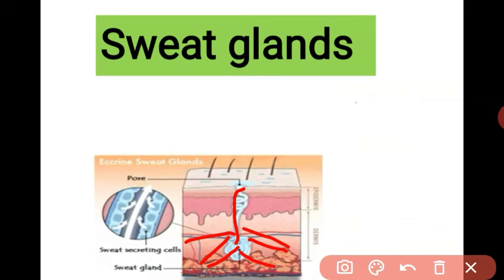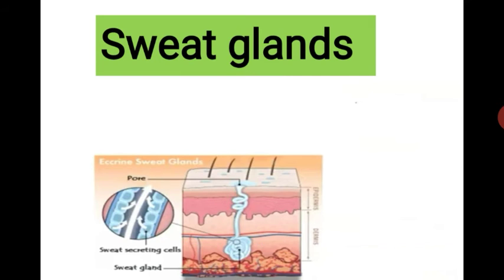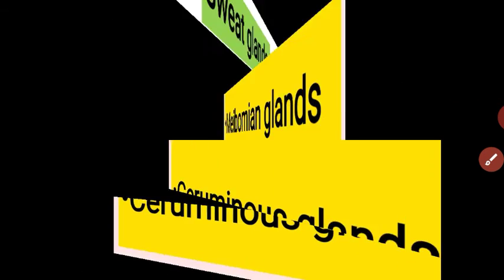It contains 99% water, 0.2 to 0.5% salt and urea. And what is the main function? The main function of sweating is to lose body heat by evaporation. Got it, student? In our body, there are 2 million sweat pores present. Got it, student? Next are some other glands.